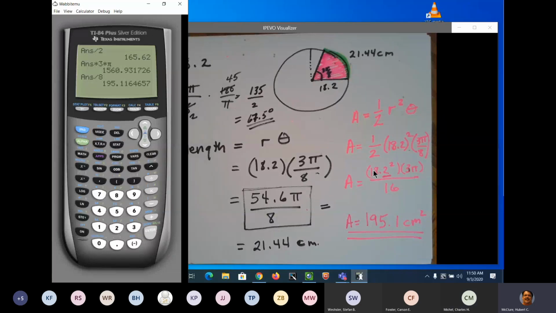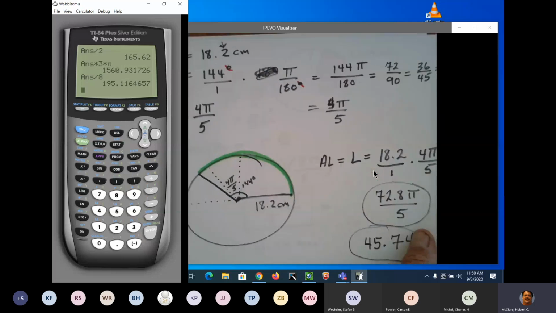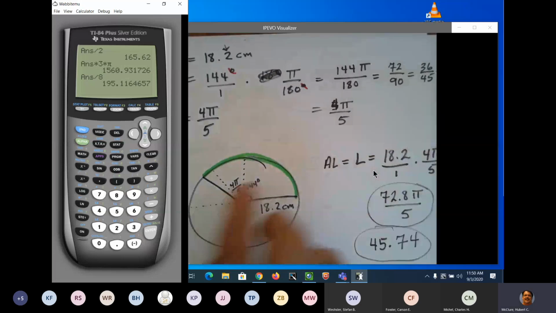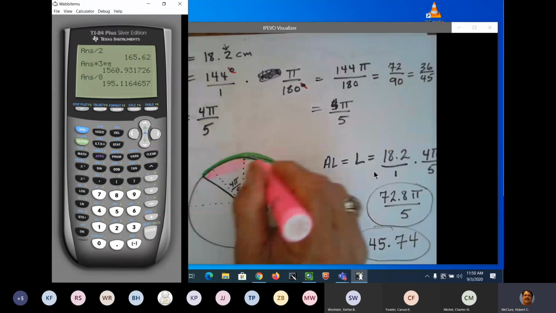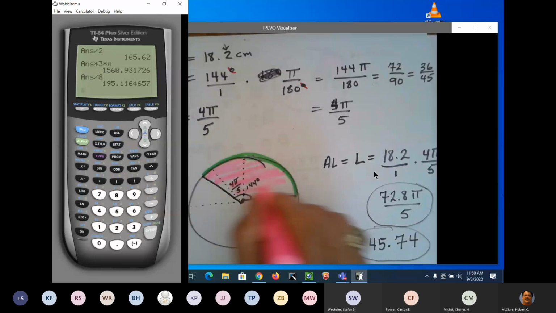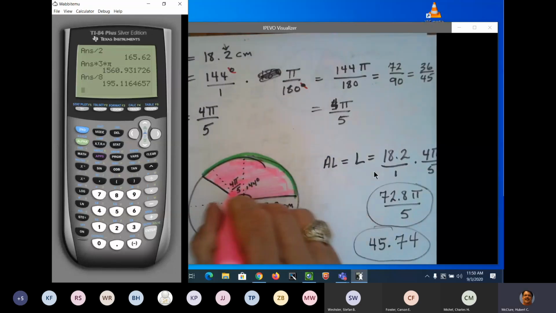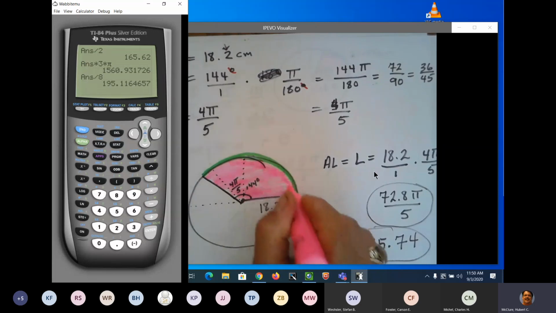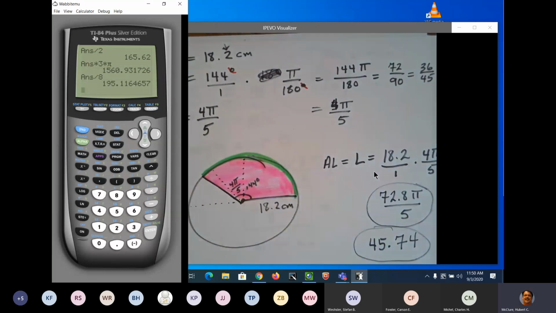Okay, now let's do this one. Let's find the area of this area right here. I'll put it in pink. We're going to find the area. Now, we already figured theta is 4 pi over 5. So you don't have to recalculate it. You just have to plug and chug.